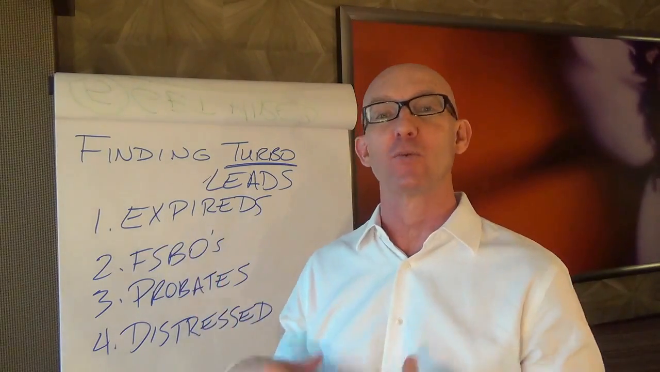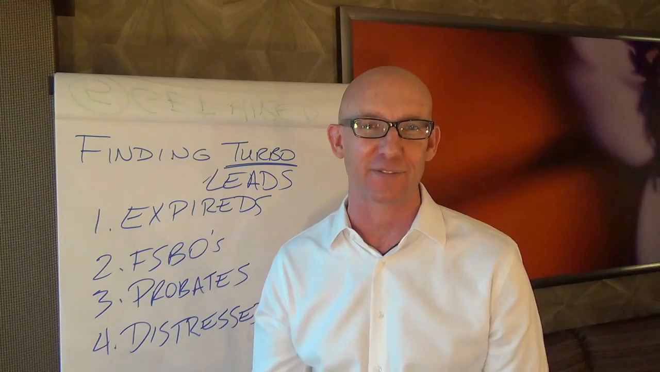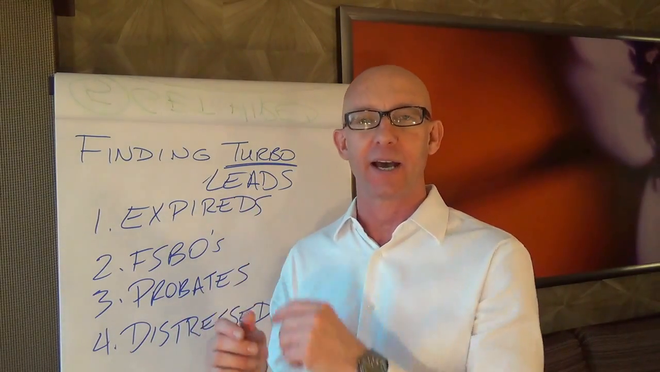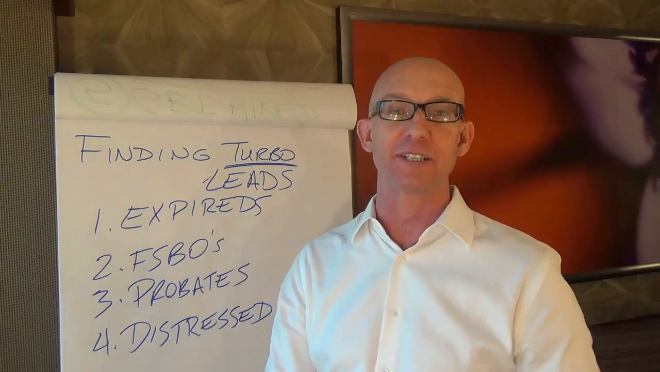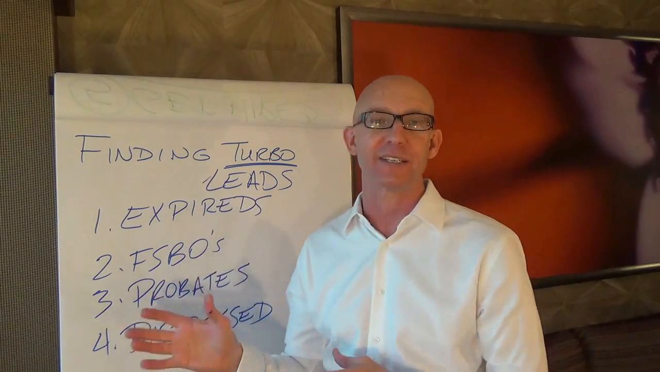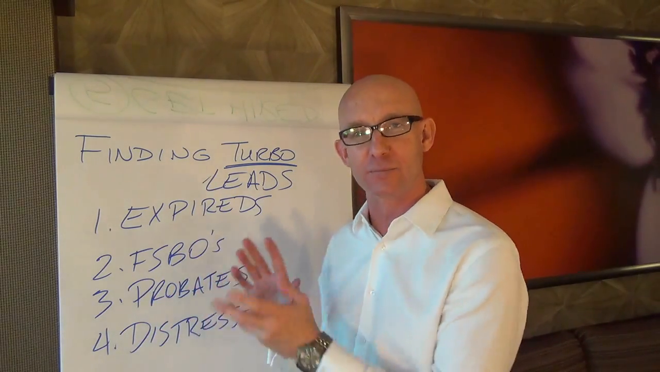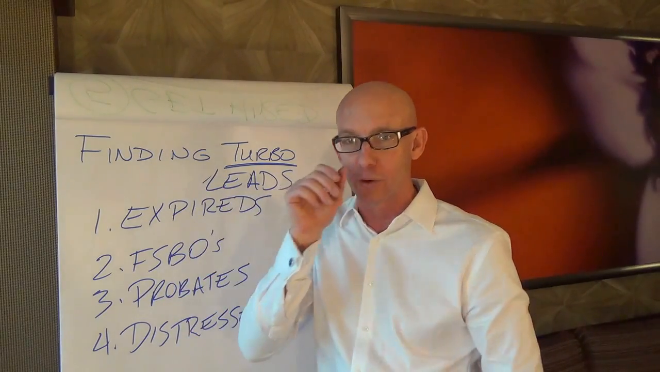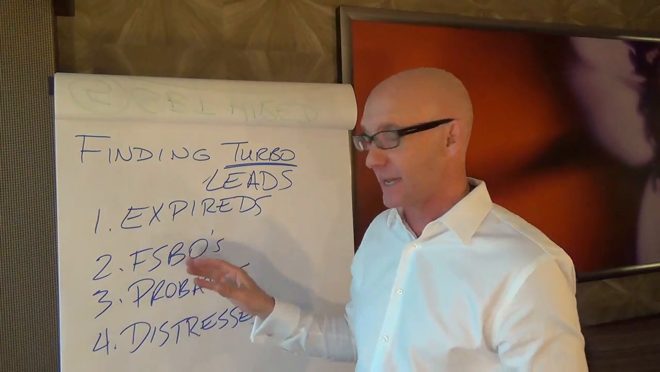Now, the second question is, once I find them, how do I find their contact information? And that's a different question, and that is, where do I find their phone number? If they're an absentee owner, how do I locate where they actually live, and so forth? And there are services that you can subscribe to that actually provide that information. And I'm going to go through those services here in a minute once I lay out what the four different categories of turbo leads are and how you find them.